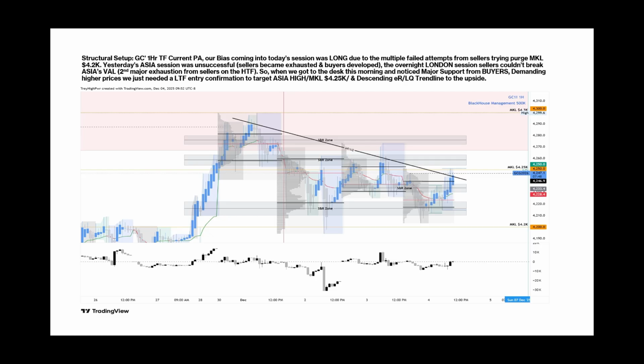When it comes to the Confluence Profile 500K, 90 to 95% of our structural setups are going to start on the 1 hour.